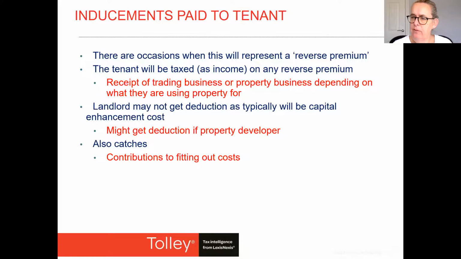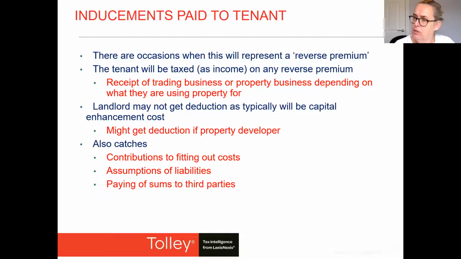However, when we look at the definition of what constitutes a reverse premium, it's not just a direct cash payment that is caught. The legislation says that it will catch a contribution to fitting out costs, or assumption of liabilities. So if, for example, your tenant is already paying rent and you say, well, come into this property and I'll pay the remaining rent, or I'll pay the amount that you have to pay to get out of your lease, or paying of any other sums to third parties. If there was anything that you had to pay to a third party, whether or not it related to another property, it would still be taxable as well.